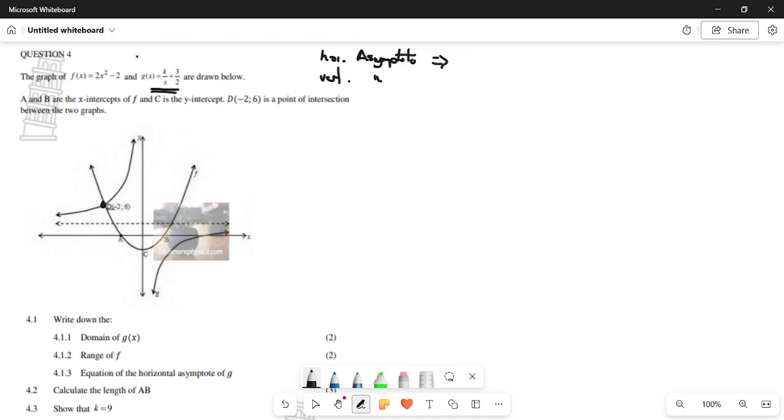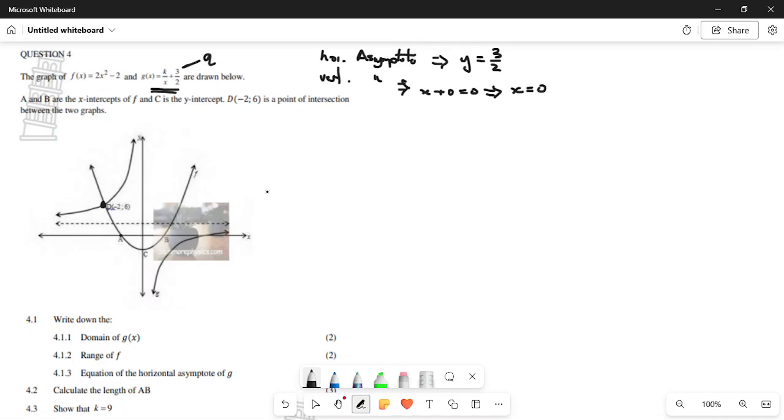So our horizontal asymptote is defined by the q value, in this case, which is our 3/2. And the horizontal asymptote is the line y equals 3/2 there. And our vertical asymptote is defined by the x value, where we look at our denominator. We just equate our denominator to 0. So we'll have x plus 0 equals 0. And that means our vertical asymptote is the line x equals 0.